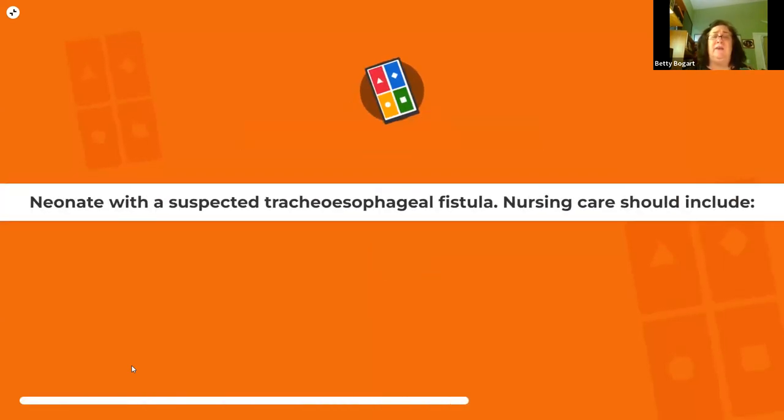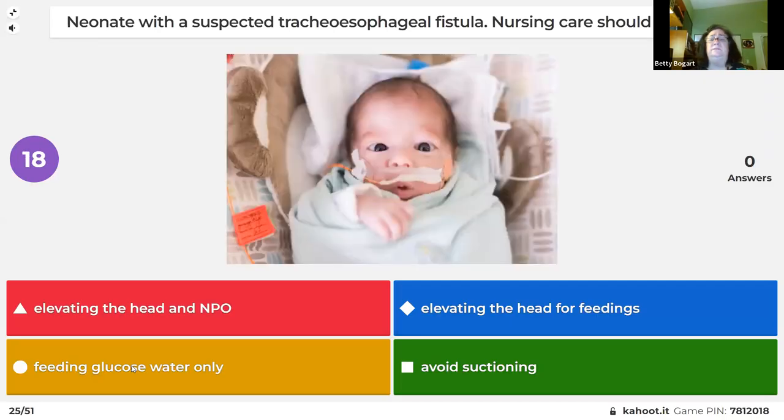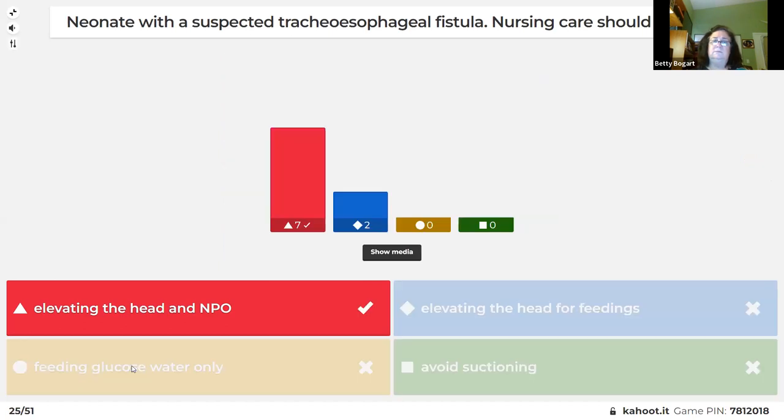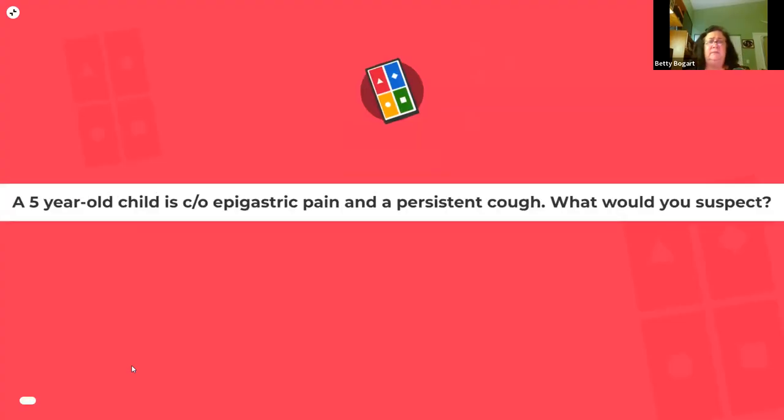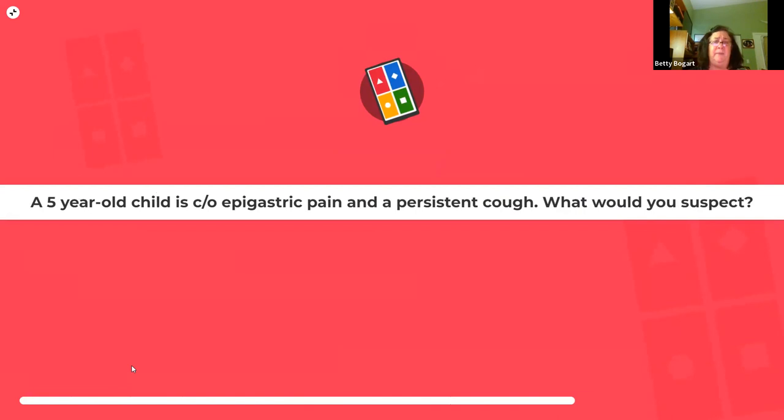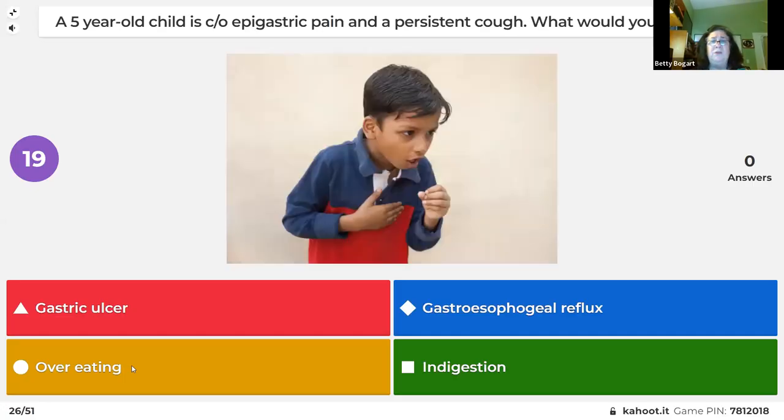Neonate with suspected tracheoesophageal fistula, the nursing care should include, again, elevate the head of the bed, NPO, absolutely nothing by mouth. We're just going to aspirate it into their lungs. There's no connection to their stomach, or there's a connection directly to the lungs. You don't feed them. A five-year-old child's complaining of epigastric pain and a persistent cough. What would you suspect?